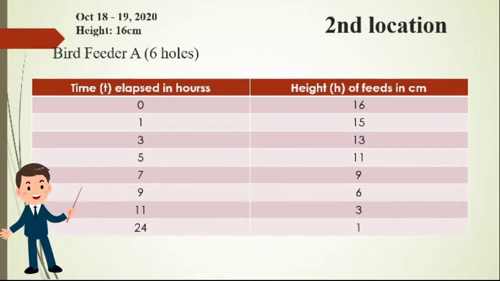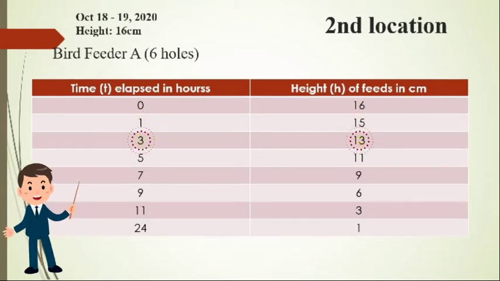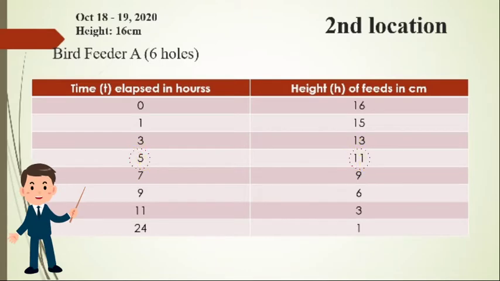And next, this table shows the second location for bird feeder A with 6 holes. So at time 0, the feeds is still 16 centimeters. After 1 hour, the feeds decreases to 15. Then, in 3 hours, decreases to 13. In 5 hours, decreases to 11 centimeters.